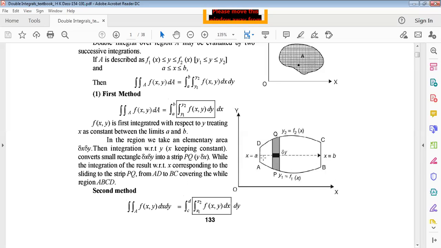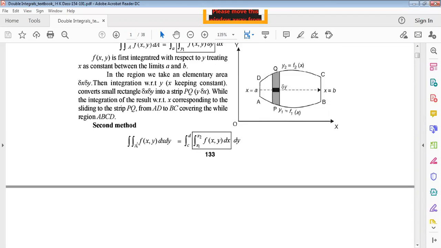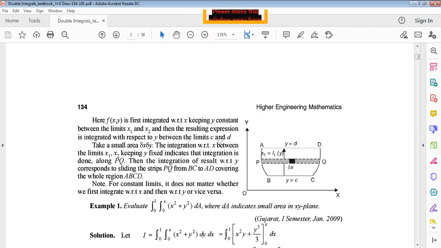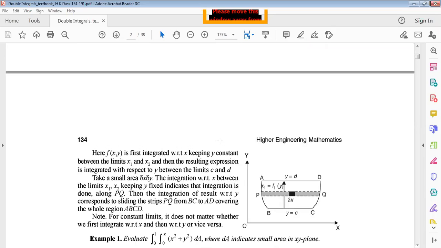Then we have to find out the area between x equals a and x equals b. Now the second method can be used. The first integral will be from c to d, that means the y function from c to d, and the x limits will be x1 to x2, of f(x,y). This will give the second method of finding the double integration. Now we will discuss some examples.